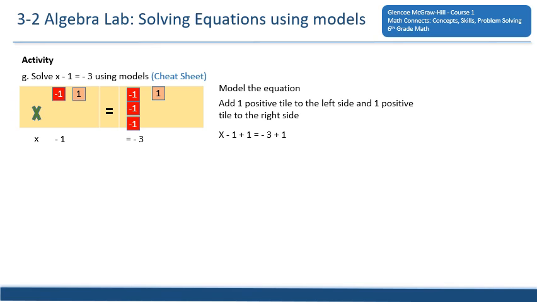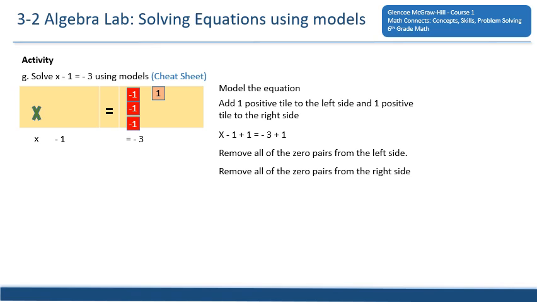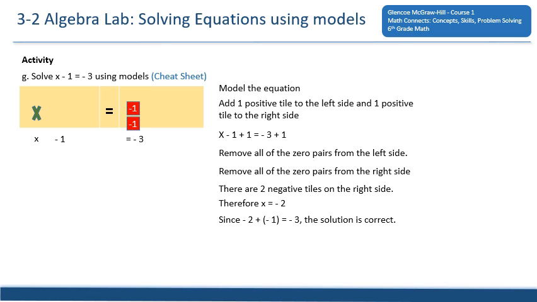So if we have x minus 1 plus 1 equals -3 plus 1, remove all of the 0 pairs from the left side, remove all of the 0 pairs from the right side. There are 2 negative tiles on the right side, therefore x equals -2. And if we plug in -2 for x, we get -2 plus a -1 equals a -3. So the solution is correct.